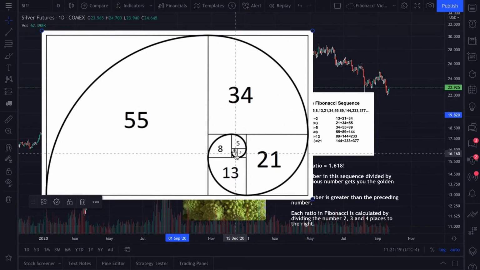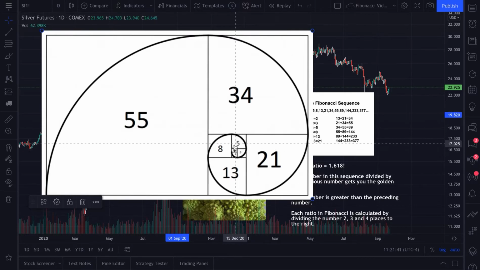So 1 plus 1 is 2. 2 plus 1 is 3. 3 plus 2 is 5. 5 plus 3 is 8. 8 plus 5 is 13. 13 plus 8 is 21. And you can see the Fibonacci ratio happening. It is a sequence of numbers that is growing proportionally.